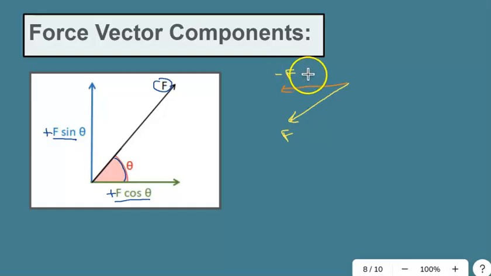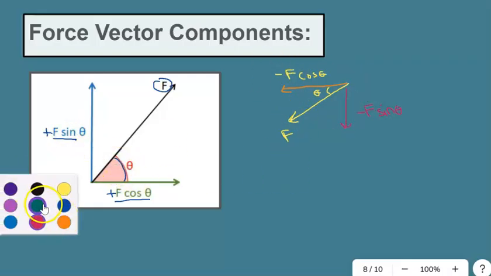This is minus F. Let's assume that's theta. This is minus F cosine theta because that is pointing to the left. And this is minus F sine theta because that's pointing down. All right, so in this case, both of them are positive. In this case, both of them are negative.